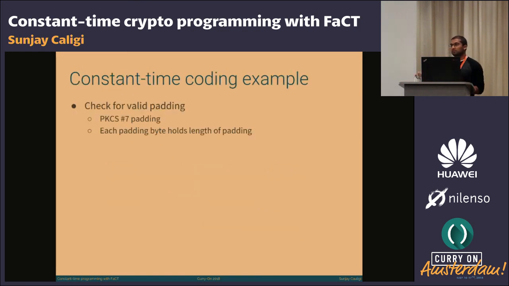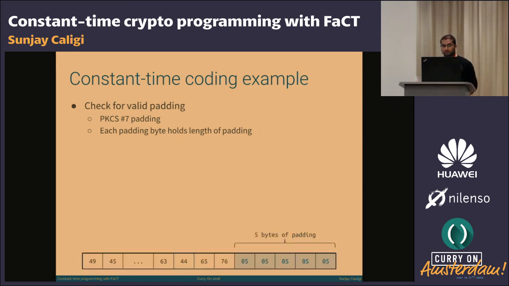So I can go over a more concrete example. We're going to implement a function that checks for PKCS7 style padding, where each padding byte holds the length of the padding. So in this example, we have a buffer. Apologies for those in the back, I know it's really hard to see the bottom of the screen.